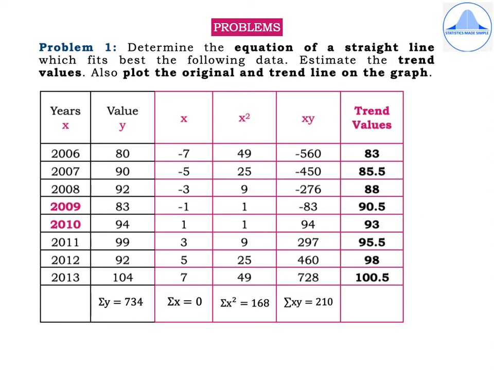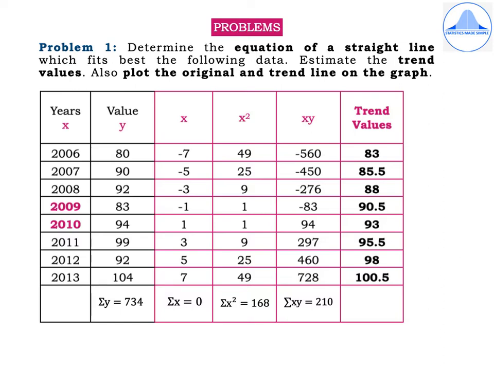The first step is to mark years as X and the values as Y. Now observe that the number of observations which are given are 8 and 8 is an even number. Now the years are all 4-digit numbers and hence using them directly the calculations are going to become more complicated. Hence we make use of the formula suggested for x depending on whether n is odd or even.